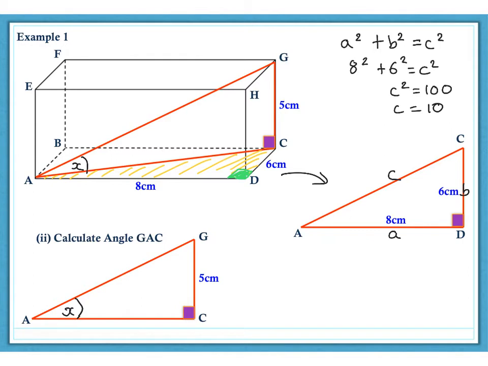This is another Pythagorean triple. We've talked about those before. We have what we call a 6, 8, 10 centimetre triangle here. So A to C is 10 centimetres. Look at the main diagram again. AC is this measurement here, 10 centimetres, which means it's this line here, A to C.